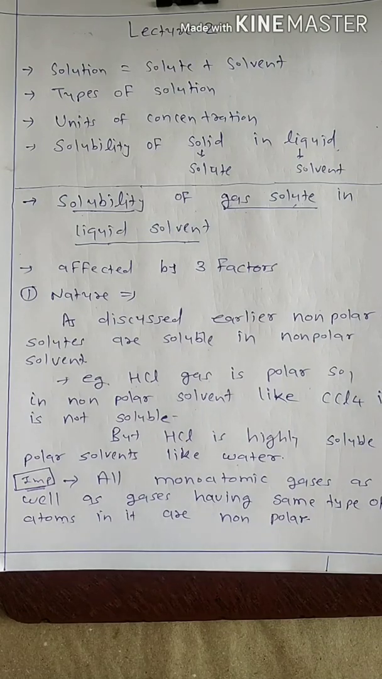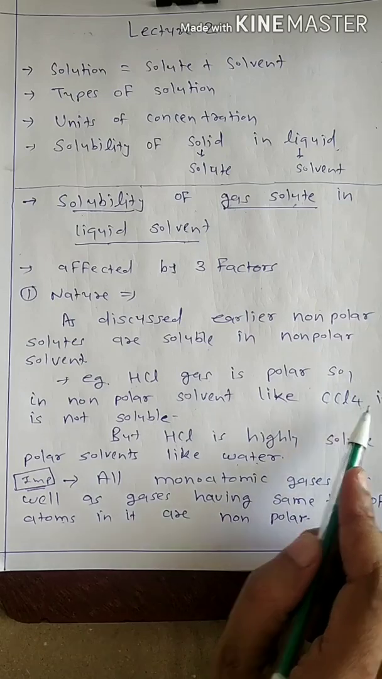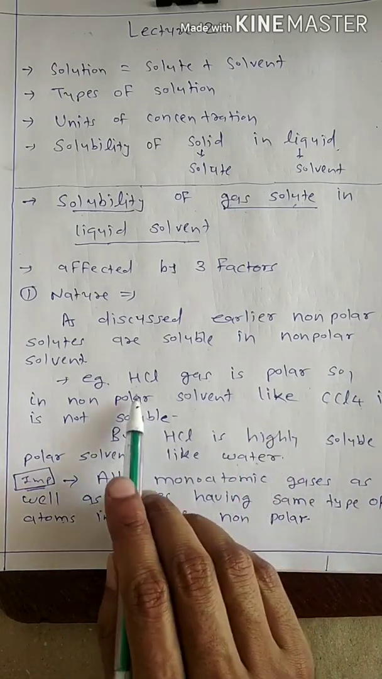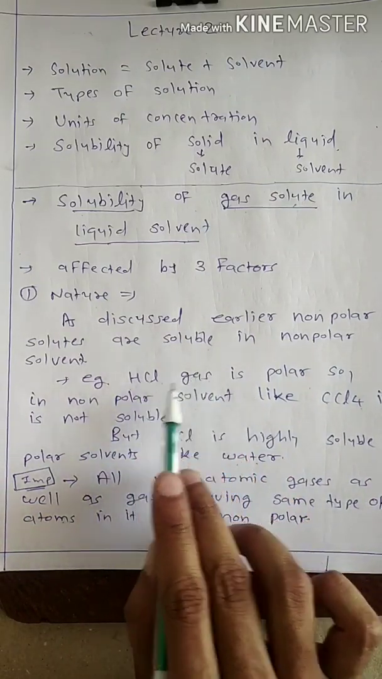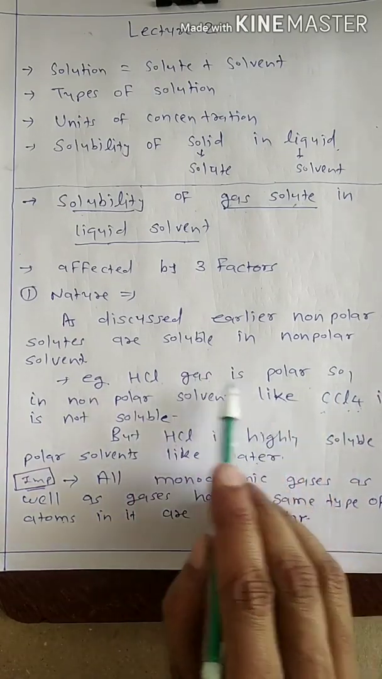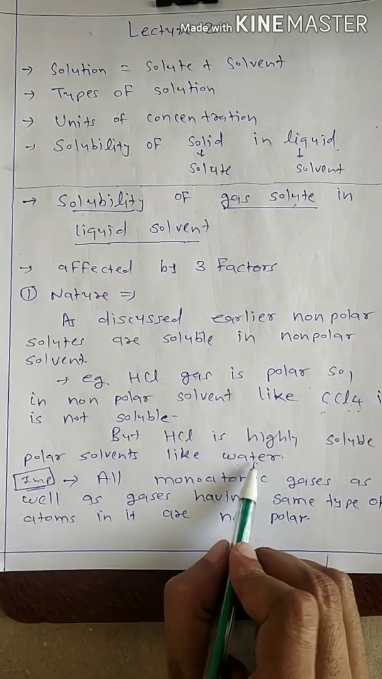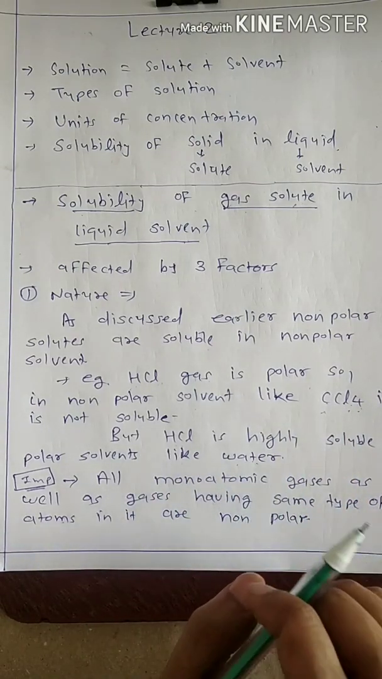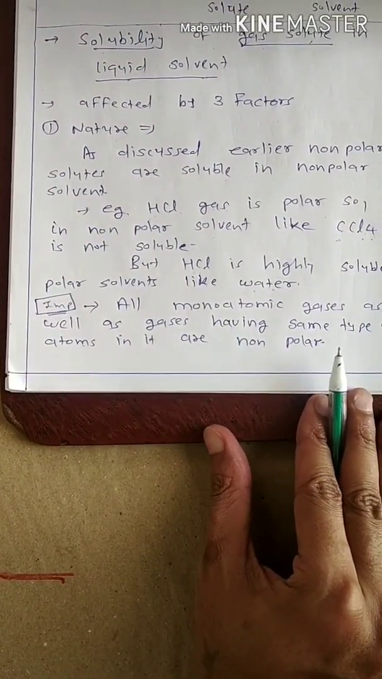Okay. Now suppose the question is that why HCl is soluble in water but not soluble in CCl4. So you have to answer it like this, that HCl is polar compound, and CCl4 carbon tetrachloride is non-polar compound. So HCl gas is not soluble in CCl4, but it is soluble in water because water is polar compound. Okay. Now there is an important point.